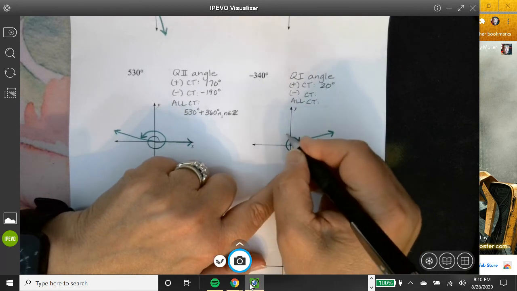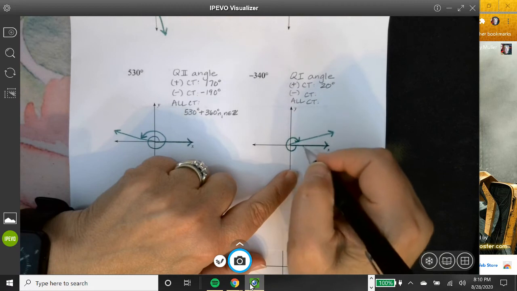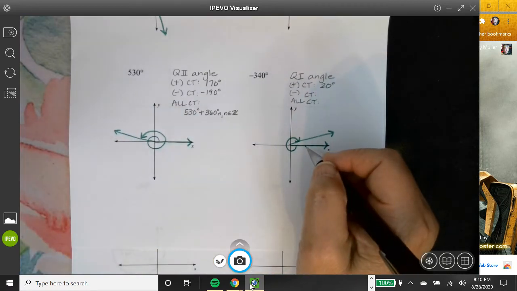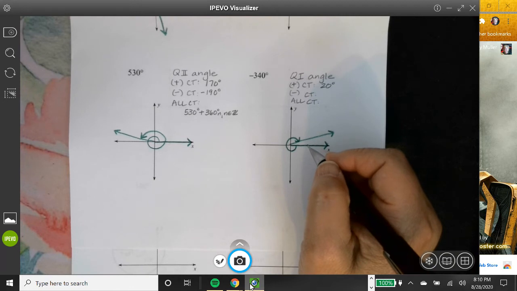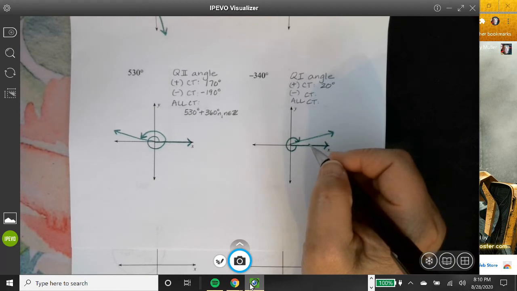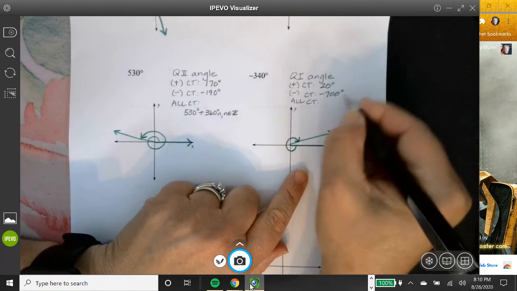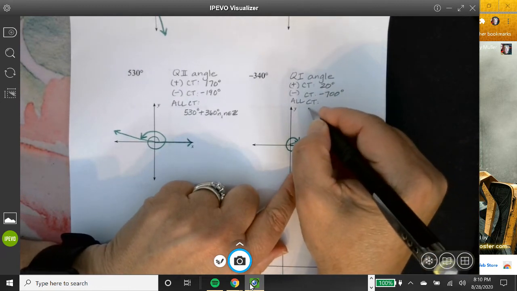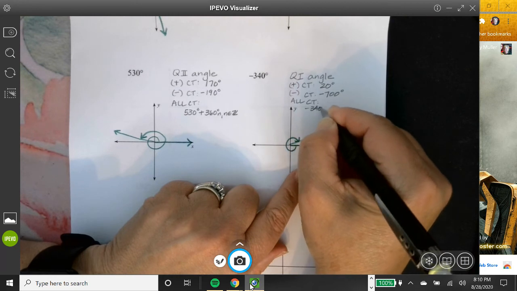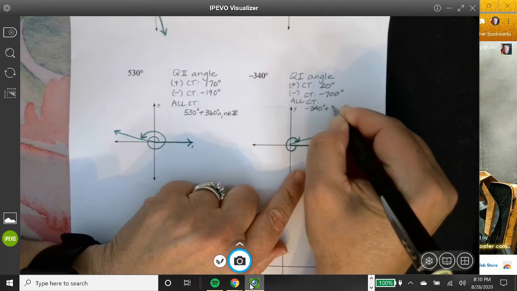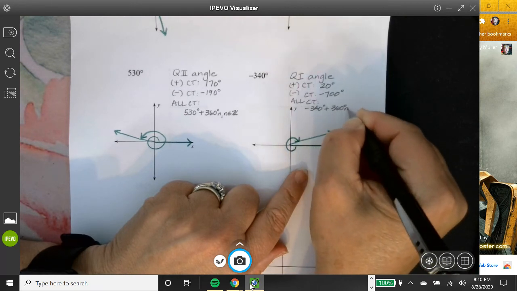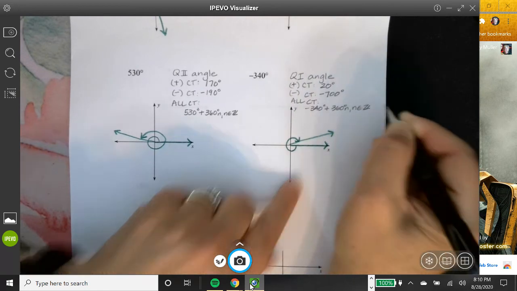All right, if I wanted a negative one, I'd have to go all the way around and then 340 more, wouldn't I? Right? So I'd have to go negative 360 plus negative 340. And I get negative 700. And an expression for all the coterminals would be negative 340, because that's where I'm starting, plus 360 degrees times n, an element of the integer set.